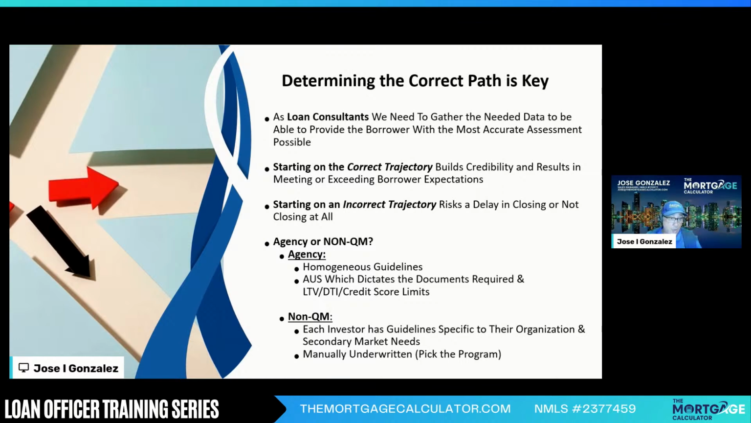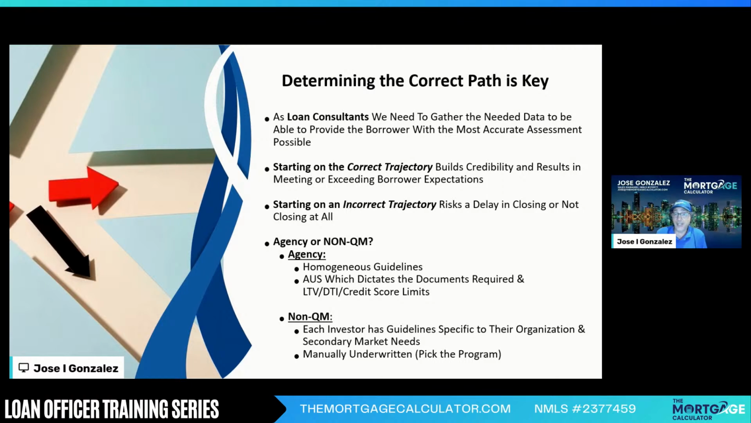If you're going to go non-QM, and these are points we're going to expand on in the following slides, each investor, and this is key, each investor has guidelines specific to their organization and secondary market needs. And what I mean by investor here is not the investors you are financing, but the investors that purchase the loans that we originate, right? We don't keep these loans. We sell these loans to secondary market through different conduits. So each of those conduits has specific guidelines to the package that they're trying to put together. That's the cool thing about non-QM.